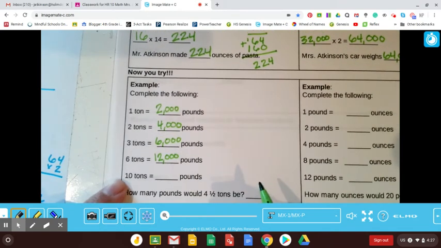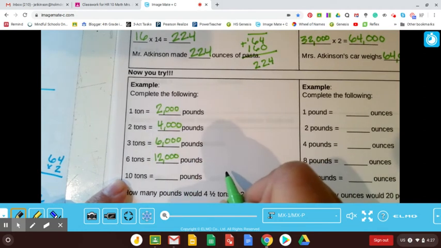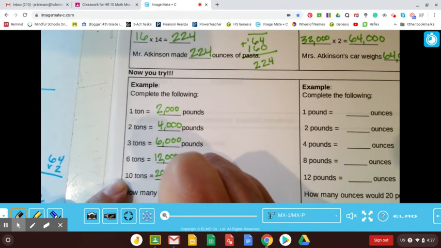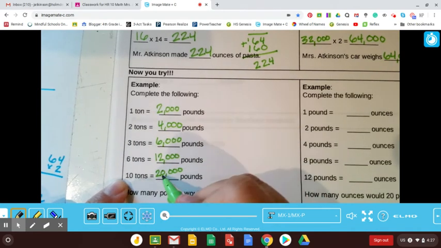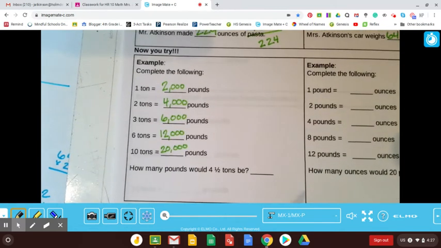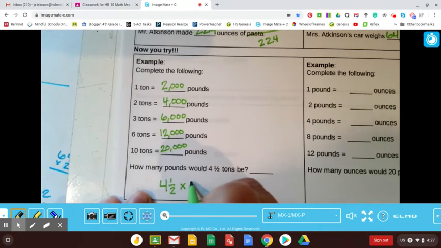What about 10 tons? For this one, we would have to do 10 times 2,000. And if we were doing 10 times 2,000, we would get 20,000, right? 10 times 2 is 20, and then we can add on the zeros. For our last question here, it says, how many pounds would 4.5 tons be? All right, we're using the same thing, but now we're saying 4.5 times 2,000.